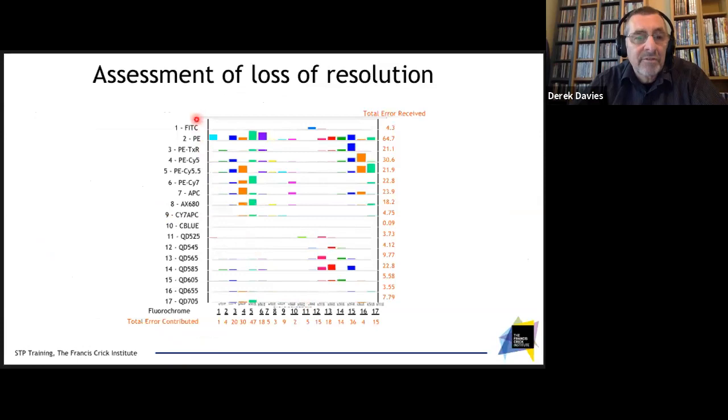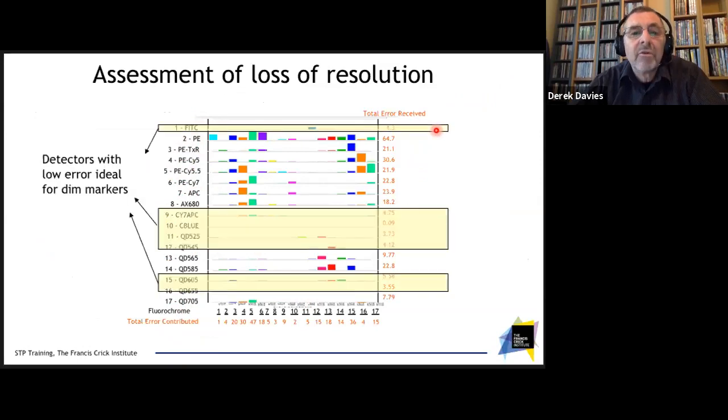So this is the 17 colors that we're using in that experiment. Let me walk you through this to make it a little bit easier. If we look at this column here, this is the amount of error that each column receives from other fluorochromes in the system. So what we're looking for is low numbers. The lower the number here, the fewer photons I'm getting from other fluorochromes in the system. So that makes these channels good candidates for looking for dim markers, because the background, the noise, isn't going to go up very high.